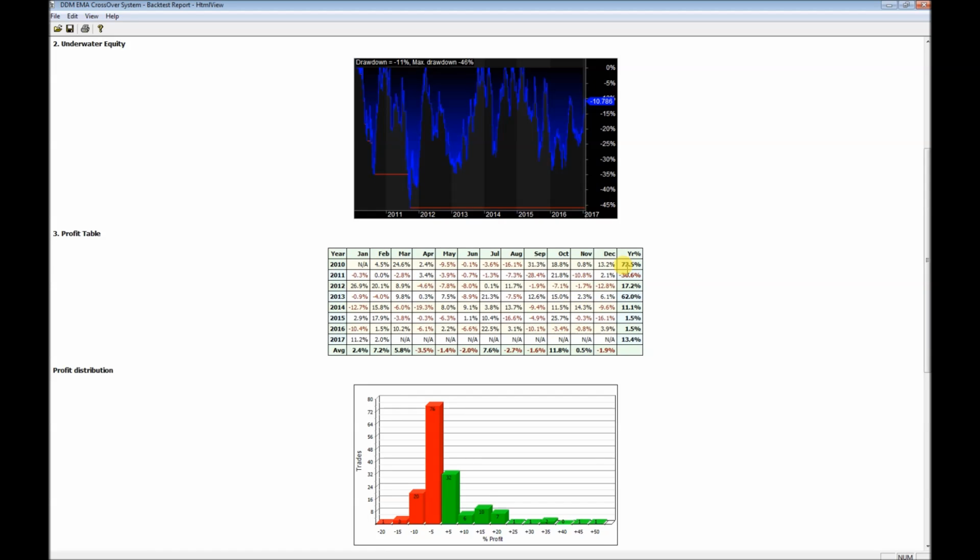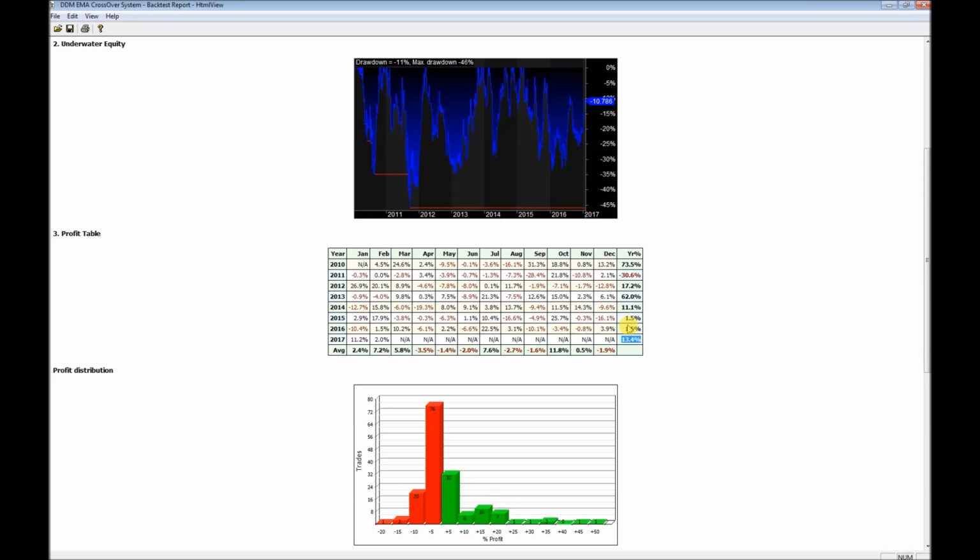And that first year, you can see this strategy would have given you a 73.5% profit, which is great. 2011 was a losing year of 30%. You know, if you made 73% the year before, you can handle that. But if you look, it actually looks pretty good. Every single year is a positive year, including 2017, which is showing that it was up about 13.4%.